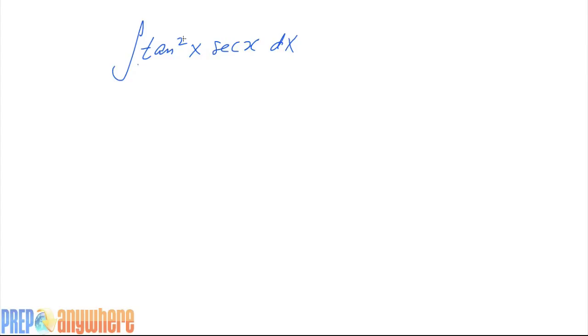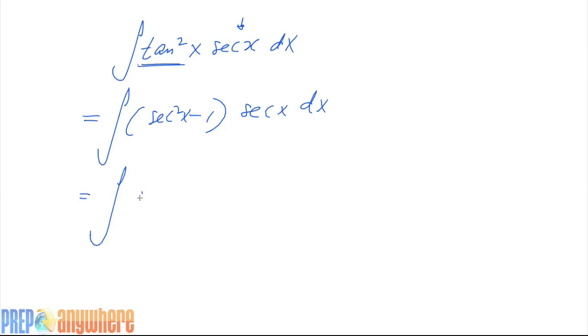So it would have been much easier if that square was here instead. So why don't I try to create some secant squared x? I can do that by using the fact that this is secant squared x minus 1. Of course, if you expand this, we're going to still have a problem because now we get an odd power on top of the secant.